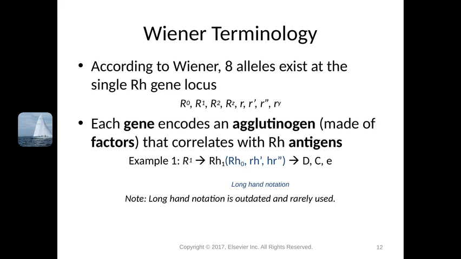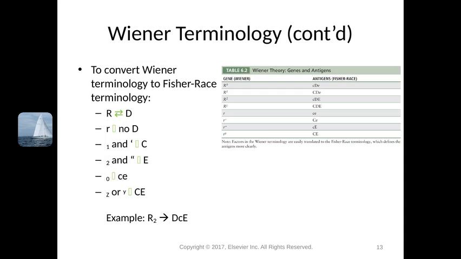We typically don't use that long-handed notation, and a lot of this Wiener terminology is starting to go away. Nobody likes it because it's very confusing to remember, and it's simple memorization, trying to figure out what is equivalent to the other. So how do we convert it?